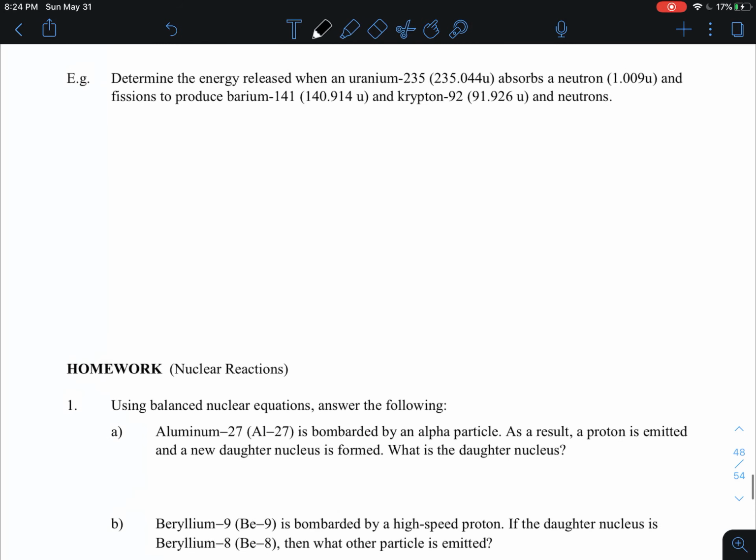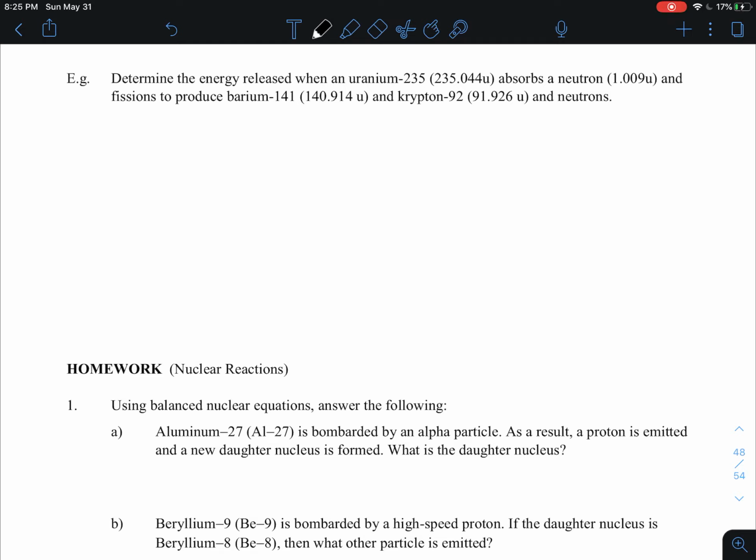All right, here's a nice equation we can try out. Example: determine the energy release when uranium-235, with a mass of 235.044 atomic mass units, absorbs one neutron, 1.009 atomic mass units, and produces barium-141, krypton, and neutrons. Determine the energy release.